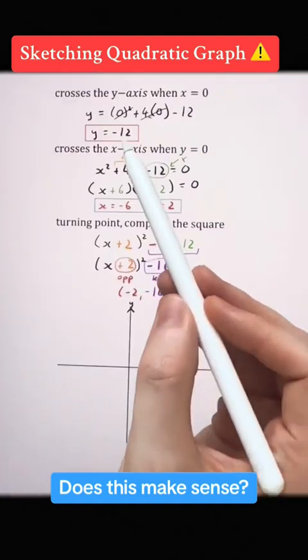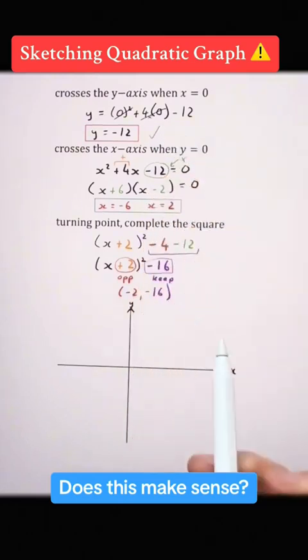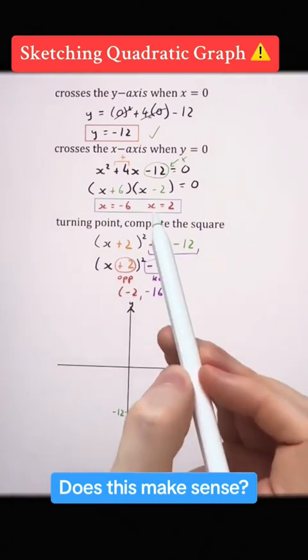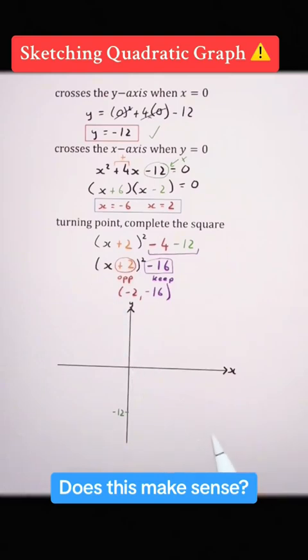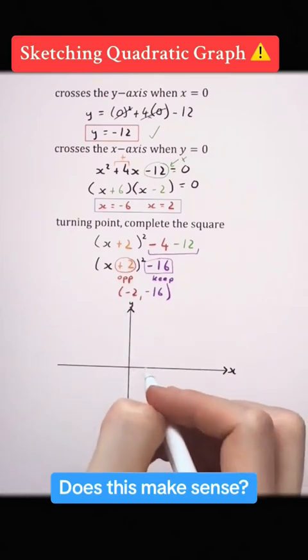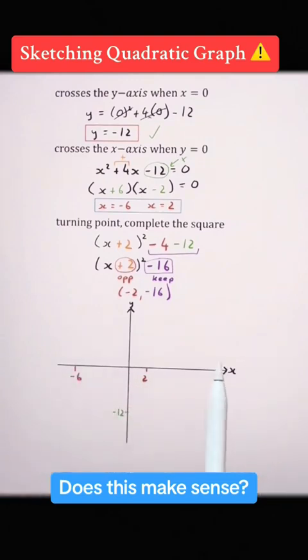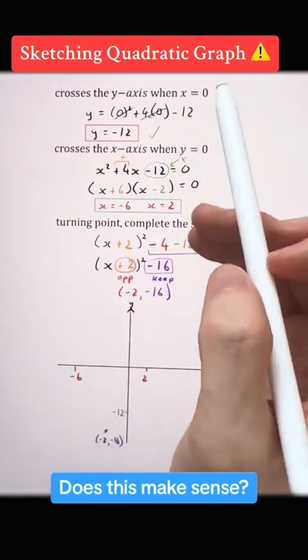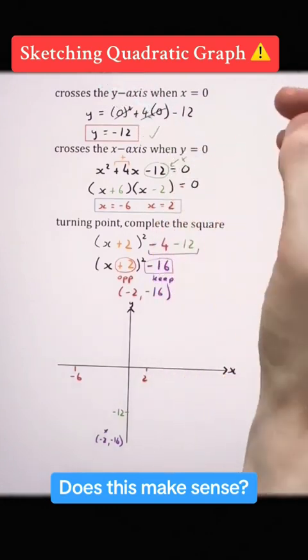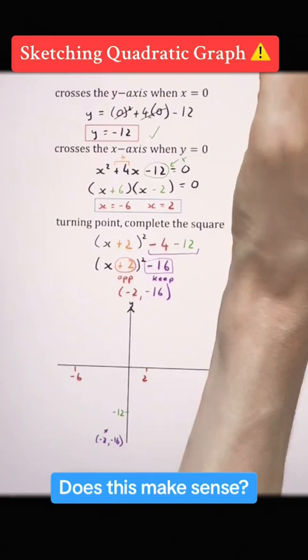Sketching the graph, I know it has a y-intercept at negative 12. So on the y-axis, I'm going to label negative 12. I know it has 2 roots at x is positive 2 and x is negative 6. So positive 2 and negative 6. I know it has a turning point, negative 2, negative 16, which will be somewhere down here. Finally, sketching my graph, as it's positive x squared, I therefore know it's a parabola, like a U shape.